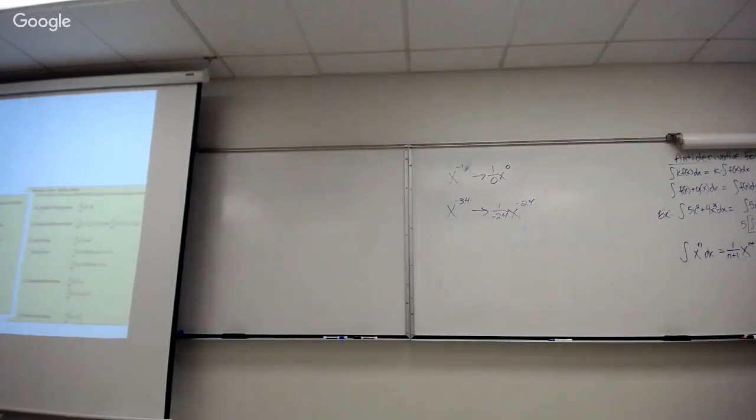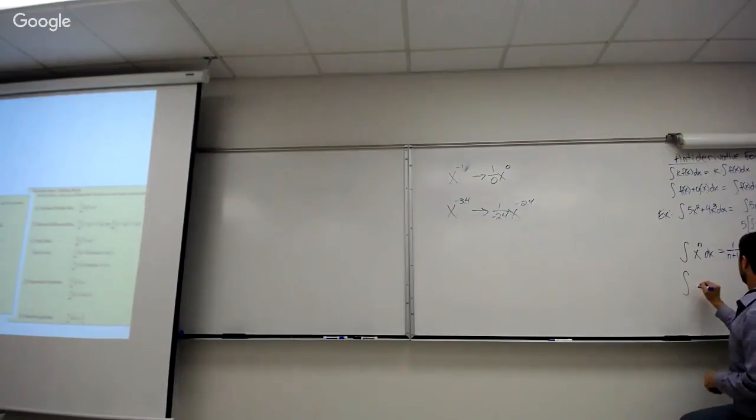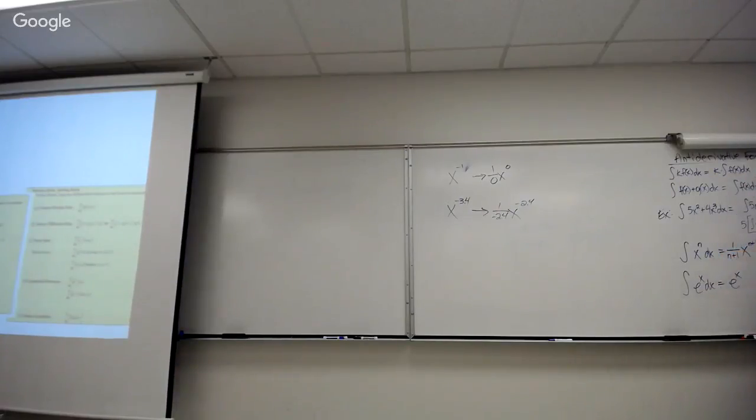All right, so that's the power rule. I think there's just a couple more here that we're going to look at. Okay, how about e to the x? Do you guys remember what the derivative of e to the x is? E to the x. So what's the integral of e to the x? Also e to the x. So the integral of e to the x dx is simply e to the x, for the same reason that the derivative of e to the x is e to the x. Because an integral is reversing the process of the derivative.